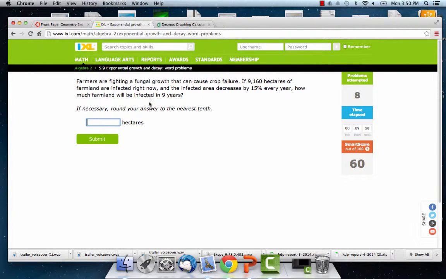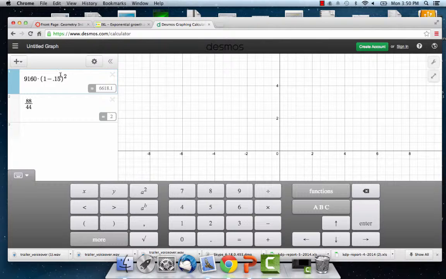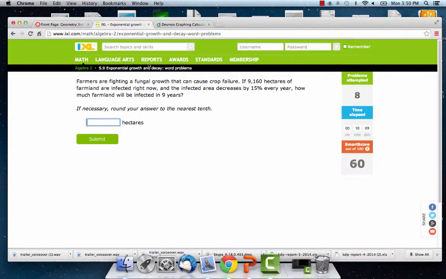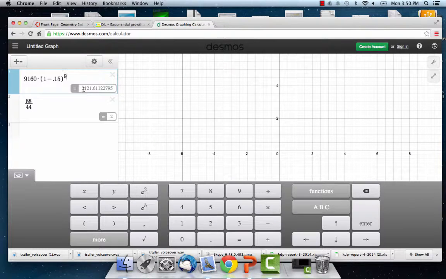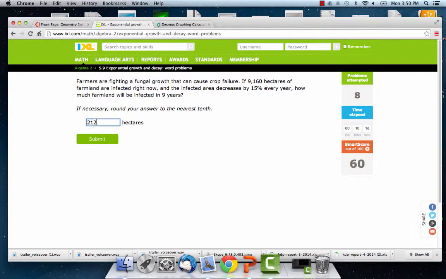How much farmland will be in 9 years? So 9, remember this down here would be 9 over 1 because it was given per year. Round to the nearest tenth, 2121.6.